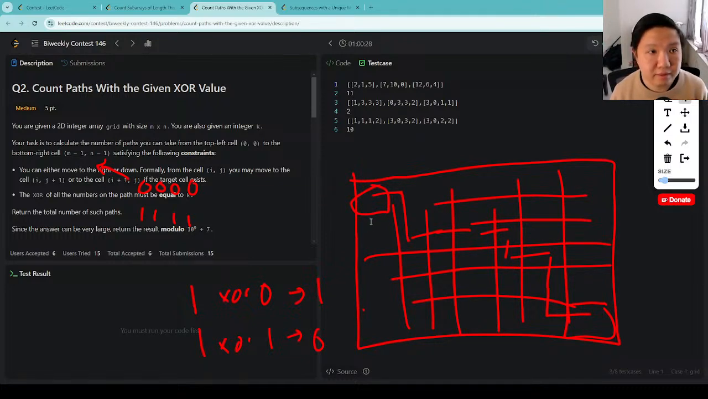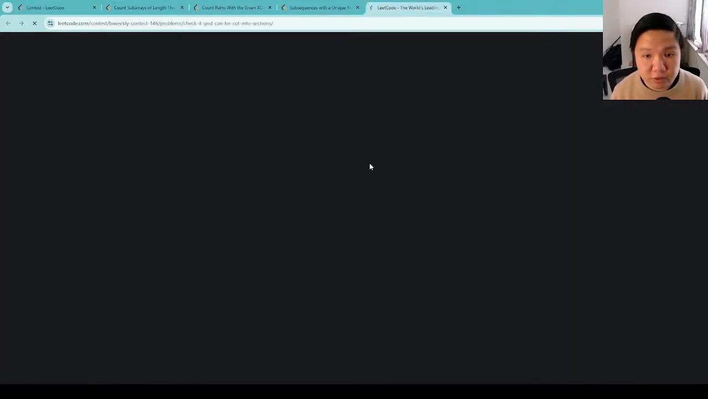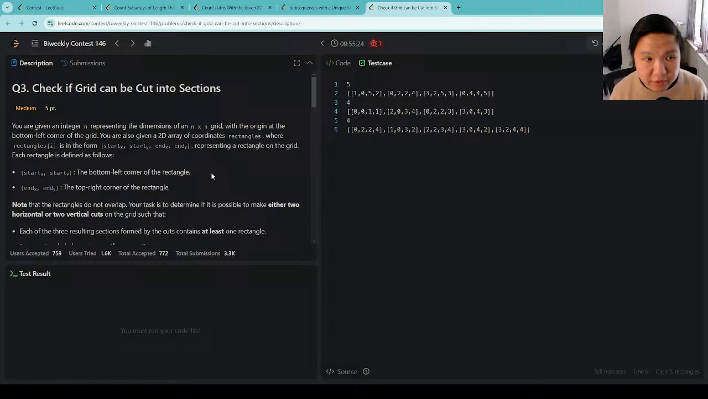Alright, at last. Finally got that over with. Now let's look at question 3. You're given an integer n representing dimensions of an n by n grid with origin at the bottom left corner of the grid. You're also given a 2-dimensional array of coordinates, rectangles, where each rectangle represents a rectangle on the grid. Each rectangle is defined as follows: bottom left, top right.